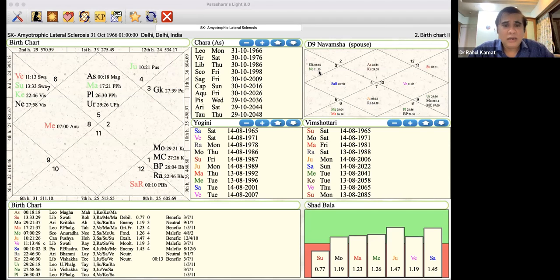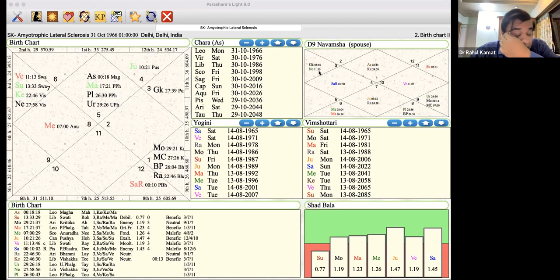Now, an important thing to understand is that, like I said, I think we need to do the Jupiter analysis a little deeper because we just saw the Drekkana part. Now the Jupiter in the D9 is in Libra navamsha. Now Libra is a Chara Rashi, a kind of cardinal sign. That means symptoms keep on constantly changing. Here again it is a Chara Rashi.